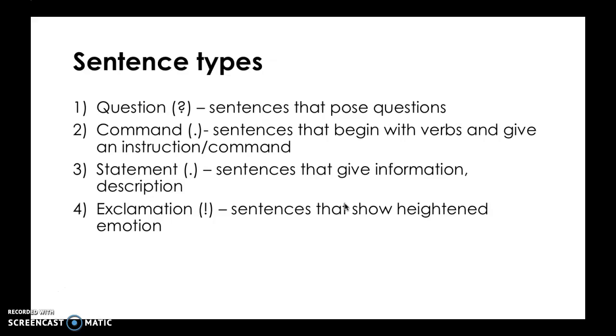Statement sentences are sentences that give information and description. You guys were already including those. Especially when it comes to description, they become quite useful when you're describing what something looked like. You're stating how it appeared.